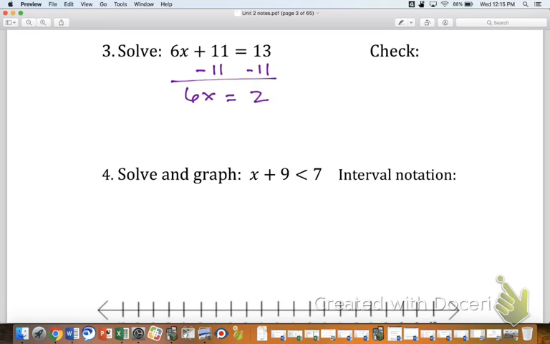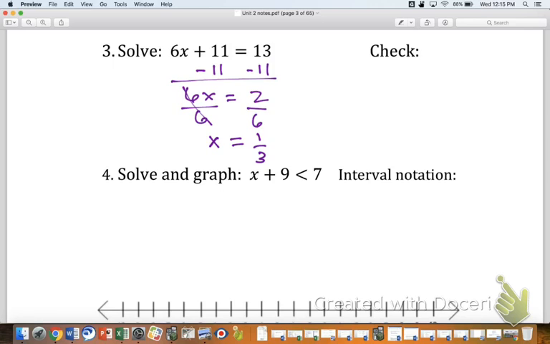So the x is still not by itself yet. There's obviously that 6 right there. How's the 6 attached to the x? Multiplication, and so to get rid of it, I divide. Divide both sides by 6. So then the 6's cancel out. 2/6 reduces down to be 1/3. Right. Okay, so that's my proposed solution.